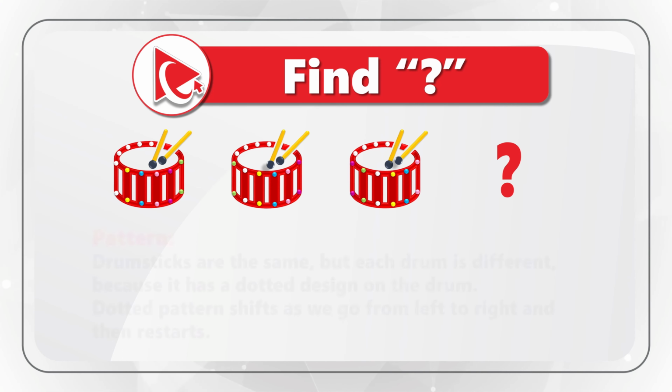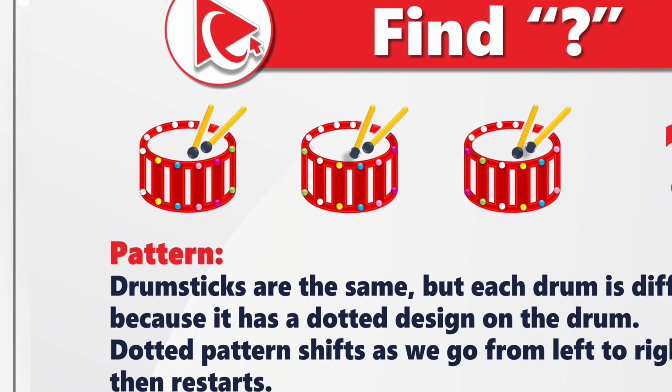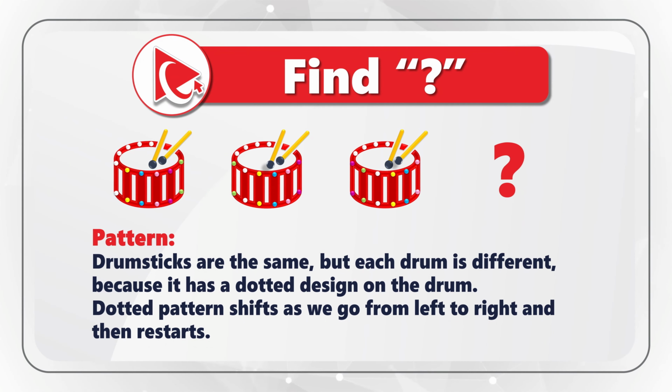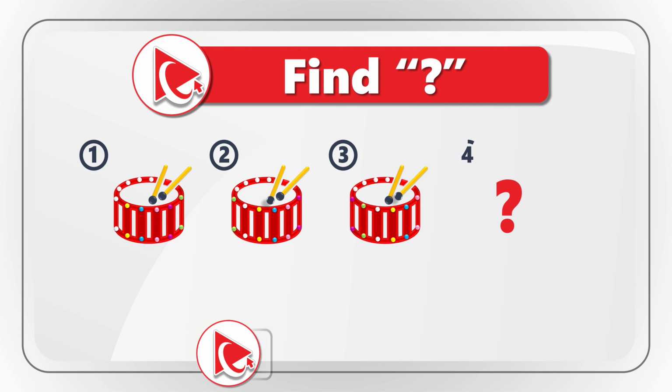To solve this challenge, we need to understand the pattern, and the pattern will help us get to the correct solution. Even though drums and drumsticks look similar, this is not the case. If you look closely, you will see that only drumsticks are the same, but drums are different because they have dotted designs on each drum. Let me assign a unique number to each drum in the sequence. We will reference these drums as 1, 2, 3, and then the missing drum we will reference as number 4.